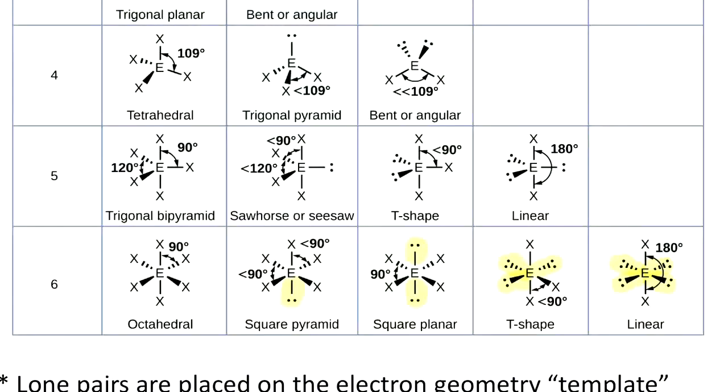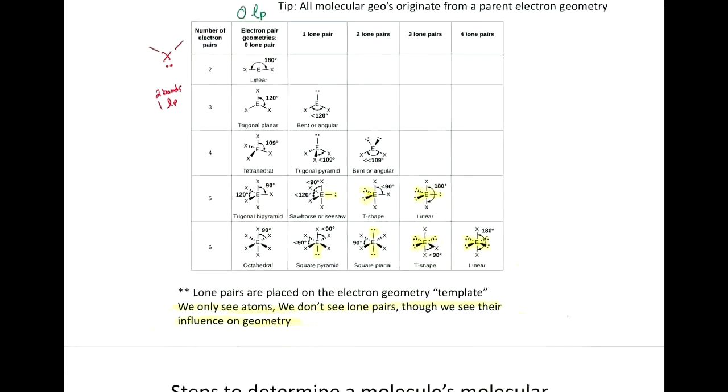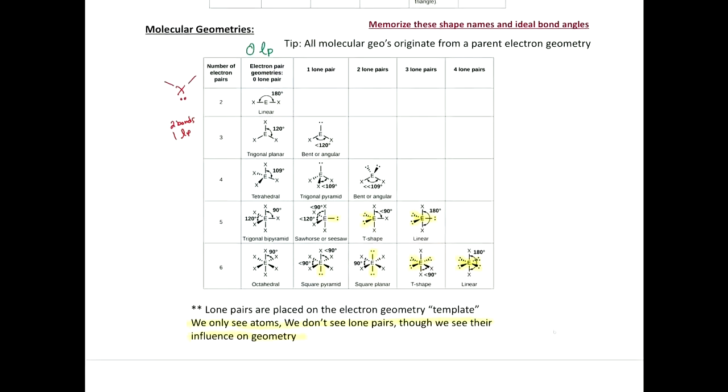Same thing with trigonal bipyramid. We put our first lone pair in the equatorial region. The second one also goes in the equatorial region. And then the third one, all three of them go in the equatorial region because that is the most space in terms of minimizing repulsions of our lone pair electrons. Okay, so that explains this entire table.